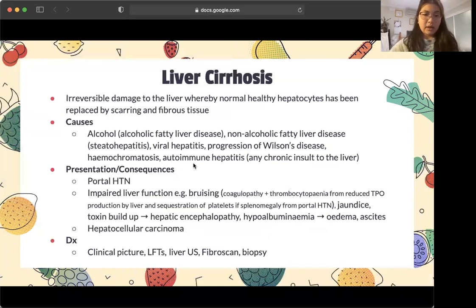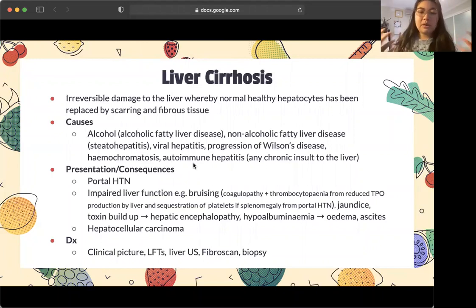So we already talked about that. Yes, basically any chronic insult to the liver can cause cirrhosis. The main consequences that we want to be aware of are basically the liver will not do the job that it's meant to do. Your liver makes clotting factors. So in cirrhosis, it does not make clotting factors, which means that you bruise more easily, you bleed more easily.